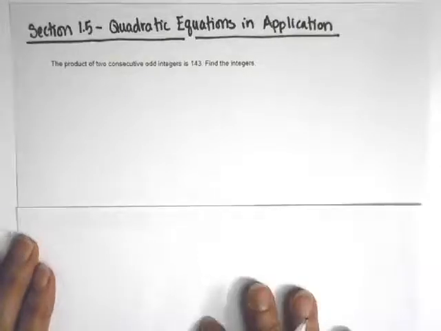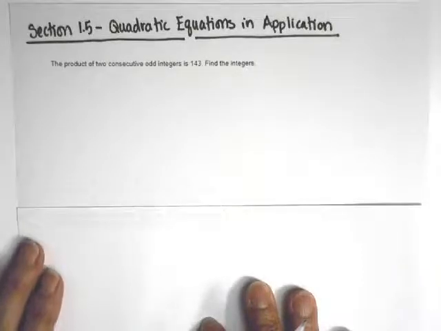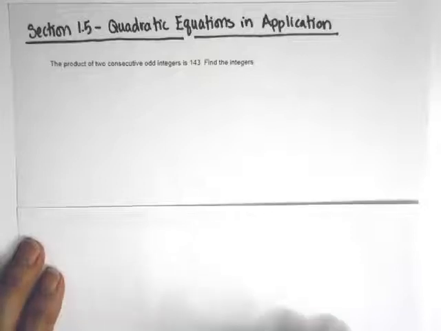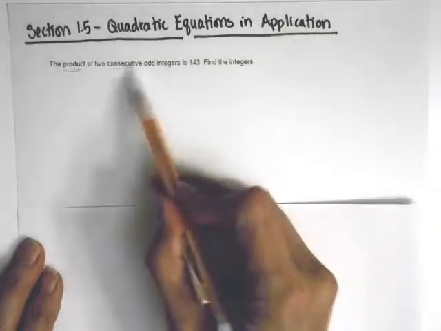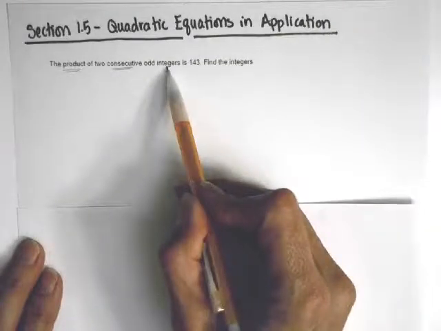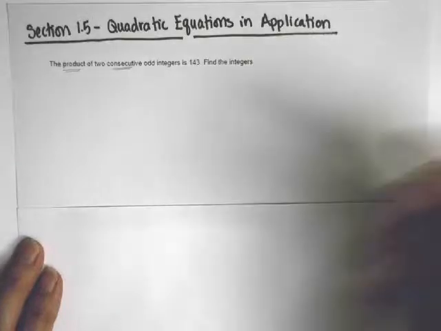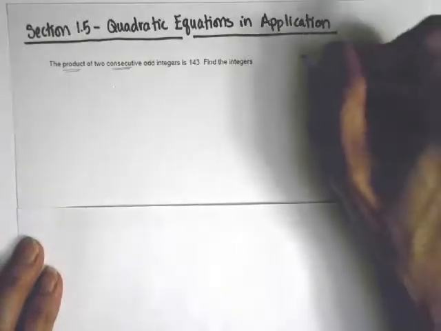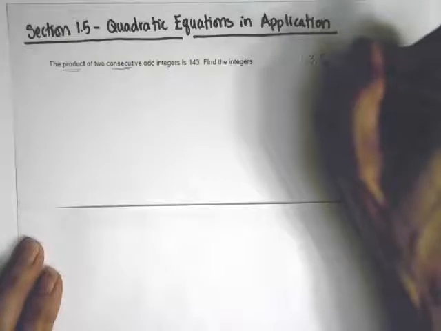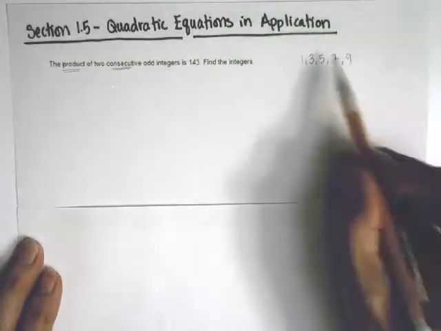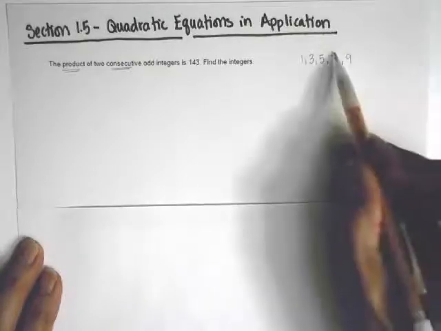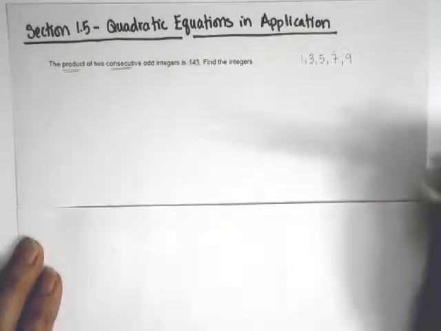So there's a variety of types of questions that you'll see. One of the types of questions is related to number relationships. In this case, it says that the product, which means multiplication, of two consecutive, meaning right next to each other, odd integers is 143. For example, consecutive odd would be like 1, 3, 5, 7, 9, etc. So what they're saying is you take two of these numbers, multiply them together, and your answer is going to be 143.